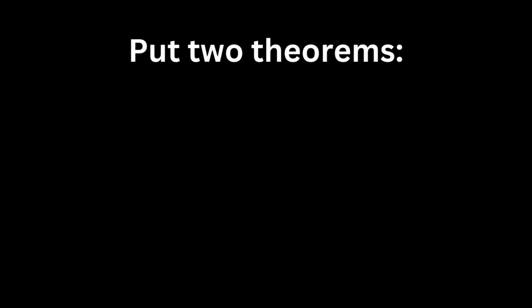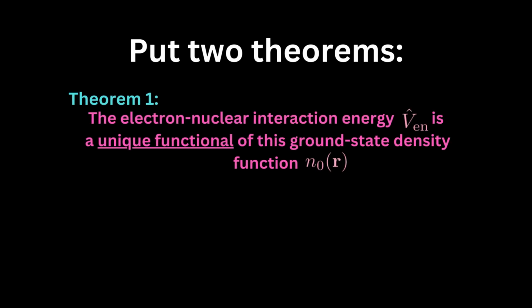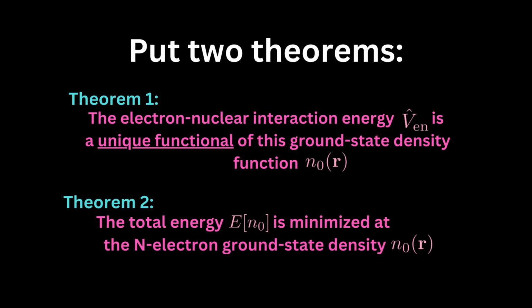We assume 2 theorems. The first one says V sub En is a unique functional of the ground state density. The theorem is provable. But I'll skip it to help you focus on the idea itself. However, I encourage you to read the proof. A high school student can understand it. The second theorem says, the total energy functional of the electronic density is minimum for the system when the density is that of a ground state. This is provable as well, and surprisingly both proofs are not even long.